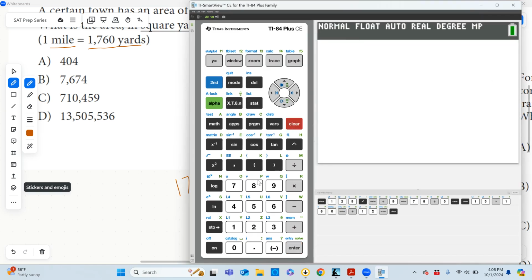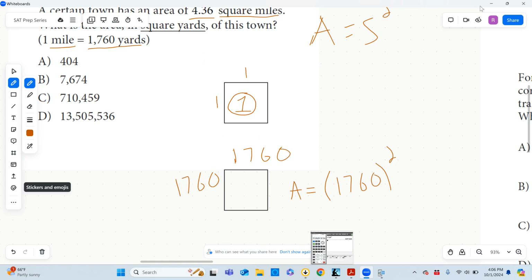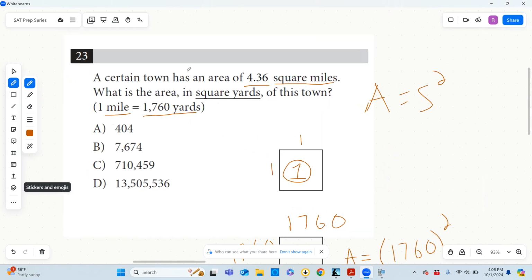So let's pull up our calculator. Again, these are calculator acceptable questions. We're going to take 1,760 and square it. Okay, big number, but this is how many square yards there are in 1 square mile. And that would be 3,097,600. But we are not dealing with a town that is 1 square mile. We are dealing with a town that is 4.36 square miles.